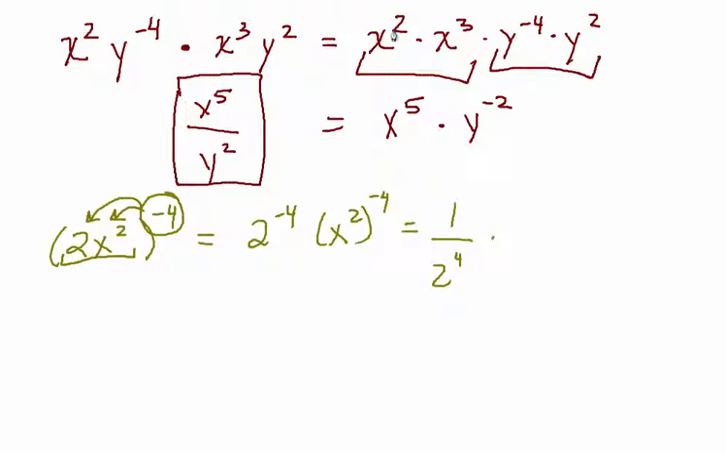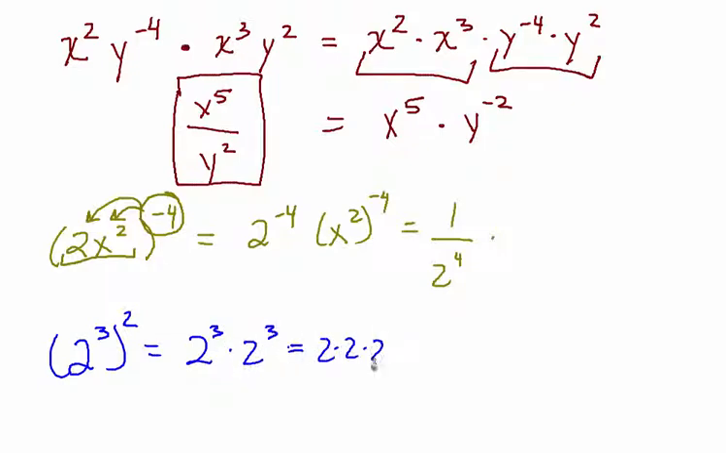Now this x squared to the negative 4 term, what do we do when we have a power raised to a power? Let's think back. If we had 2 cubed squared, that's 2 cubed times 2 cubed, which is 2 times 2 times 2 times 2 times 2 times 2. Well, there are 6 2's multiplied together here. And we get 6 by multiplying 3 times 2. We multiply the exponents together.